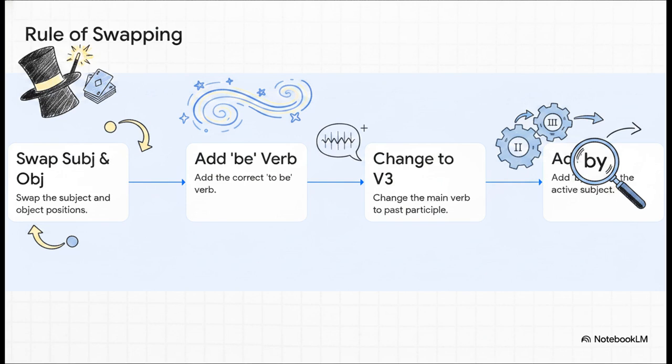Some people call it the rule of swapping. Think of it like a neat little magic trick. Step 1, swap your subject and your object. Step 2, add the right to-be verb that matches your sentence's tense. Step 3, change your main verb into its past participle, or V3 form. And Step 4, just toss the word "by" right before the original active subject at the end of the sentence.